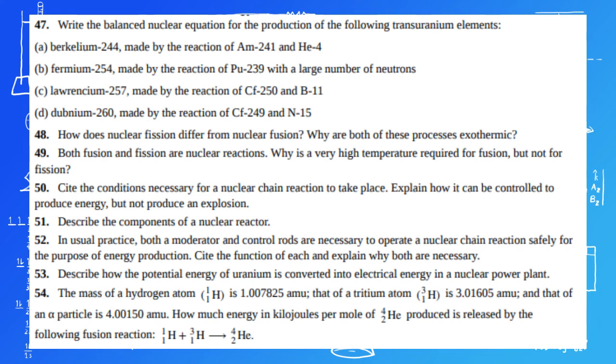54, the mass of a hydrogen atom is that much in AMUs, tritium is that much, and that of an alpha particle is given. Okay, how much energy in kilojoules per mole of helium produced is released by the following fusion reaction? Okay, yeah, let's do this one. I mean, we already know how this is going to end, but it's nice to put some numbers to the fusion process, just to illustrate what I've been describing. Might as well put some concrete numbers to it. And also, let me check, is that the last set? No, there's one more set of problems after this. Okay.